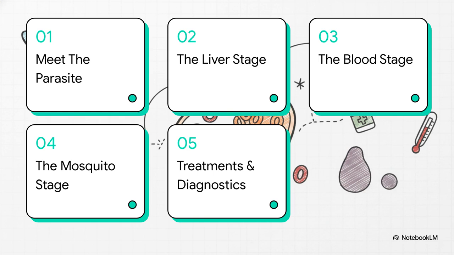Quick look at our game plan for today. Number 1, we'll meet the malaria parasite. Number 2, the invasion, looking at the liver stage. 3, multiplication in the blood stage. 4, transmission during the mosquito stage. And finally, number 5, targeted treatments and diagnostics.